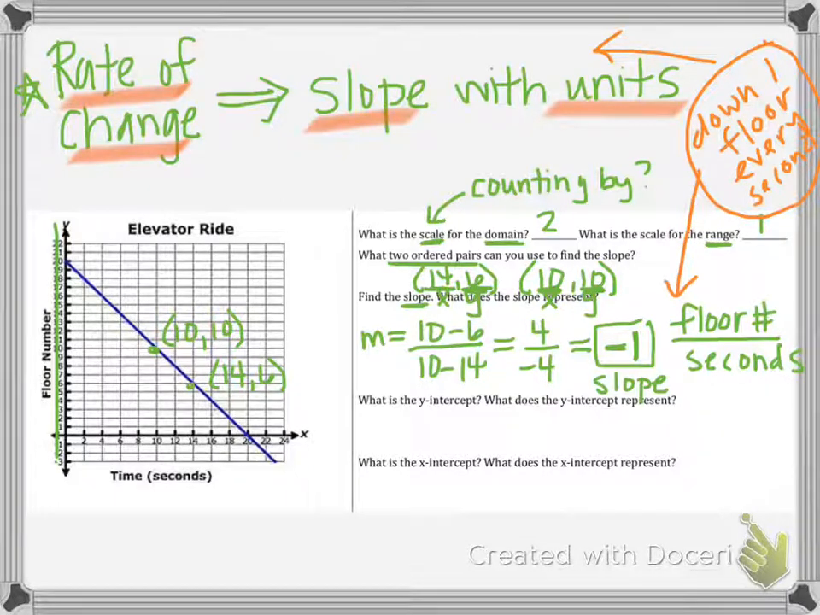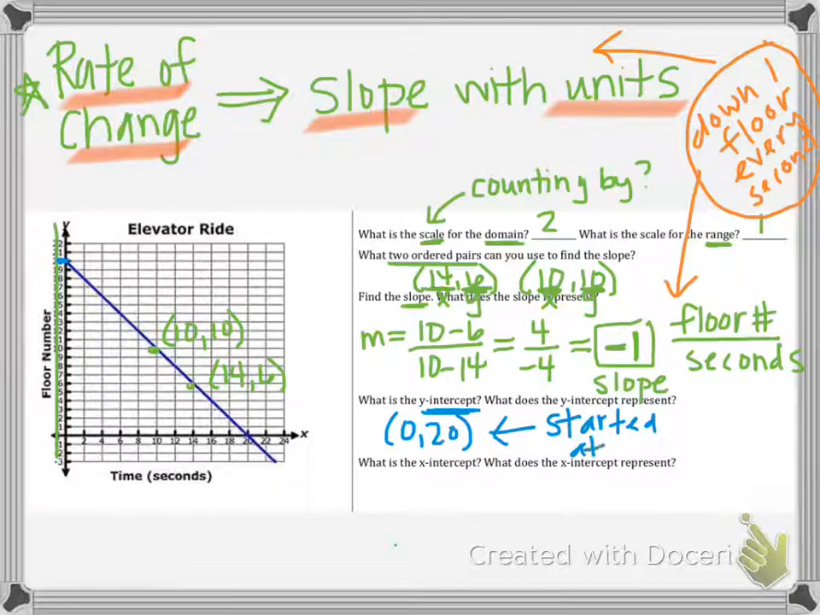All right, let's look at a couple other really important parts of our graph. The first part is the y-intercept. So remember, the y-intercept is where your graph crosses the y-axis. Our graph crosses the y-axis right here at 20, okay? And the coordinates of that point are 0, 20. So that is my y-intercept. And is that 20? Yes, that's 20. And what that indicates is that is where the elevator started. It started on the 20th floor at time 0.